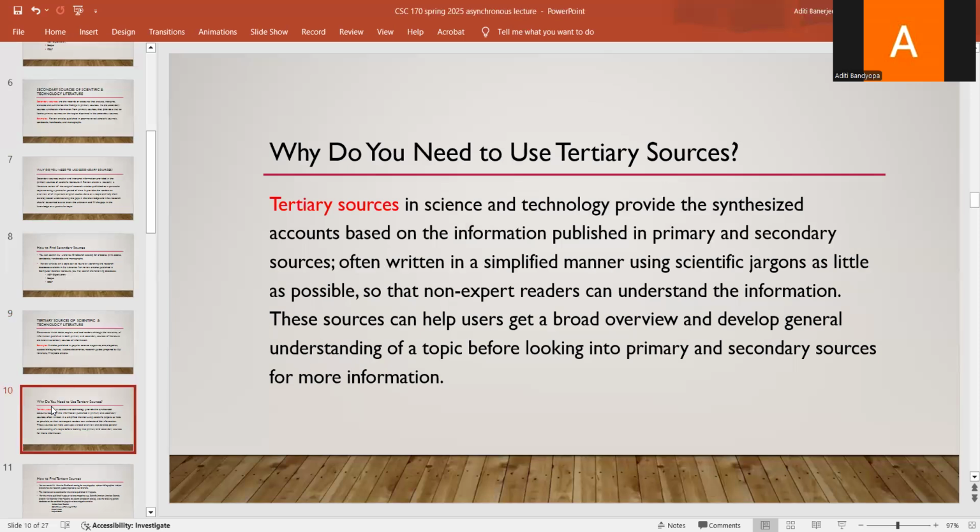Now, the question is, why do you need to use tertiary sources? Tertiary sources are often written in simplified manner, avoiding too much scientific jargon and technical terminology so that laypersons can understand the information. These sources help users get a broad overview and develop general understanding of a topic before they look for more information in the primary and secondary sources.